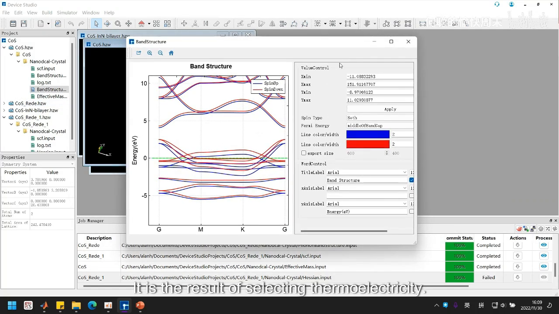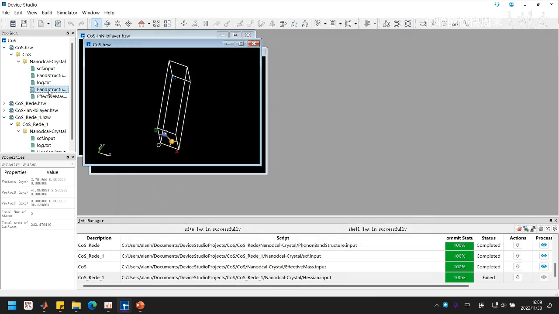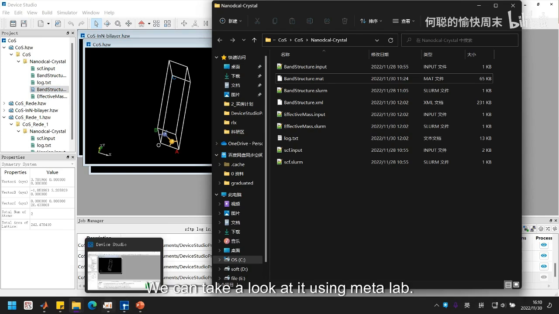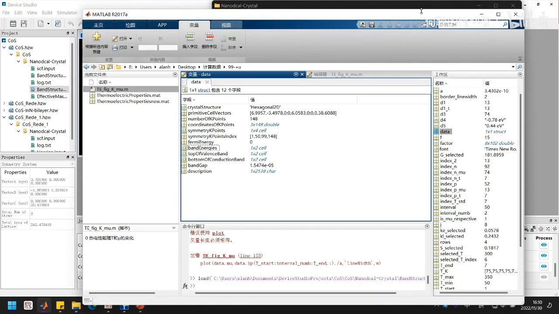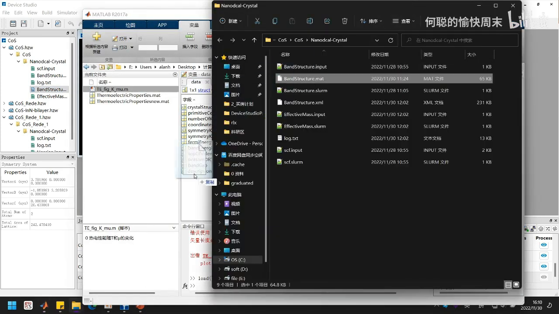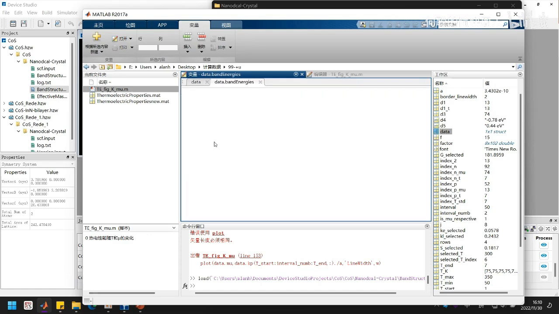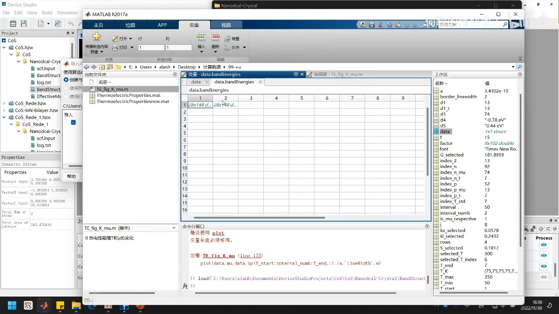It is the result of selecting thermoelectricity. Then this has the potential to lead to this outcome. We can take a look at it using MetaLab. Additionally, we observe that it is classified into these two categories: one is self-selected upward, and the other is self-selected downward.